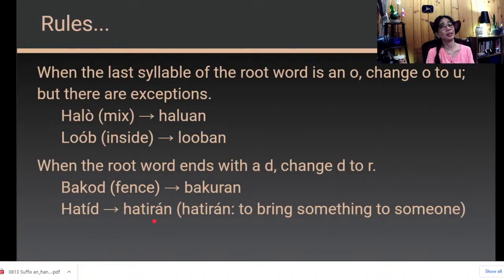Whereas bring is a different thing. It's just like, my purpose is to stay there or to go somewhere else. I'm on the way anyway, so I'm going to bring this to you. So there's a subtle difference between hatiran and dalhan. Oh, you got the connection now. You are able to construct your own statement. Halo, hatiran, and looban. Later you will have more fun words here.